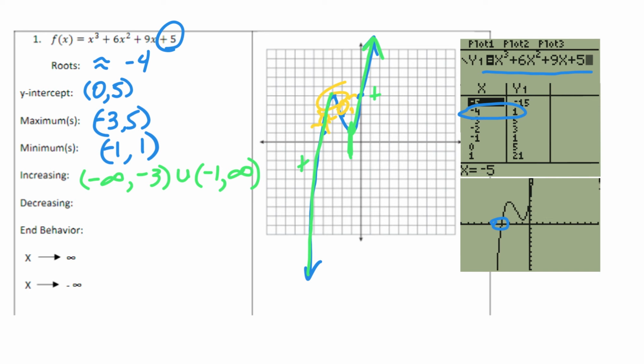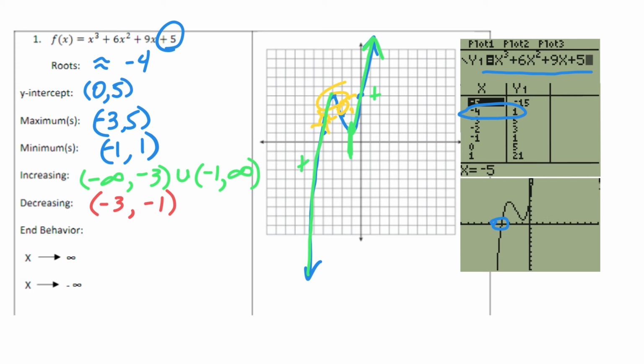Now, it is decreasing in the interval between those amounts. So it is decreasing from our -3, but not including -3. That's why we will use a parenthesis and not a bracket. And it's going to decrease until we get to x value equal to -1.